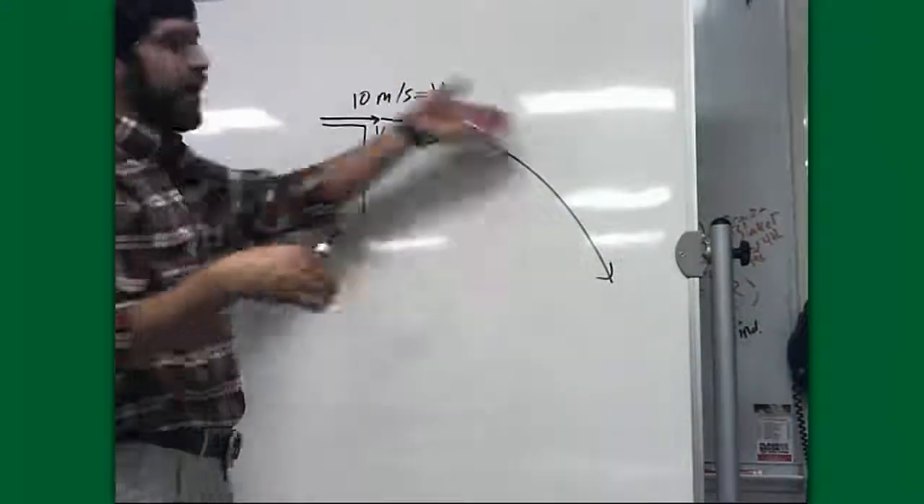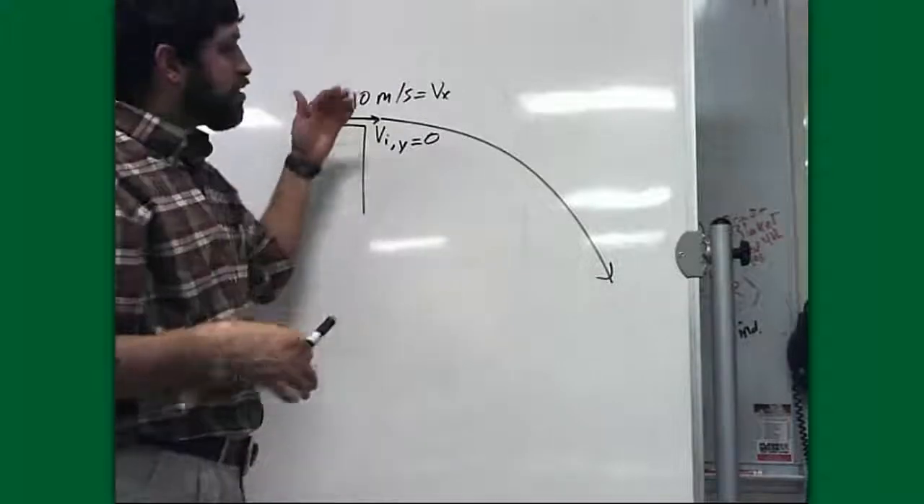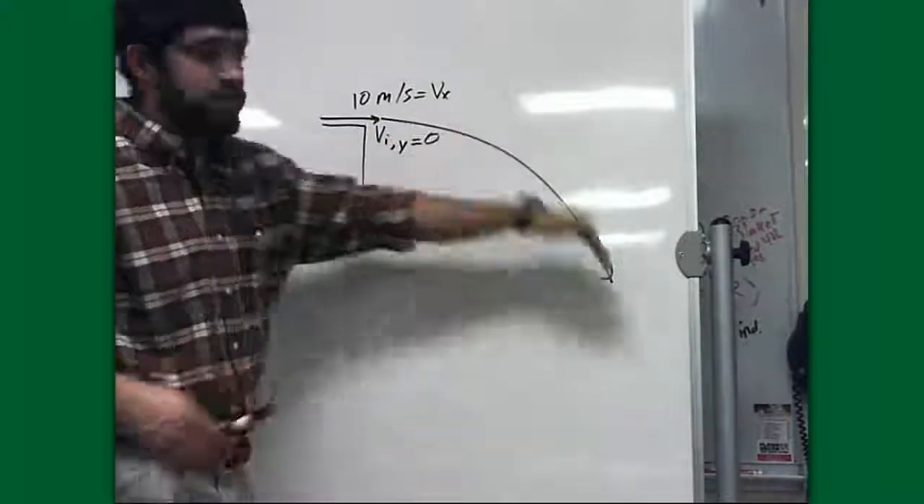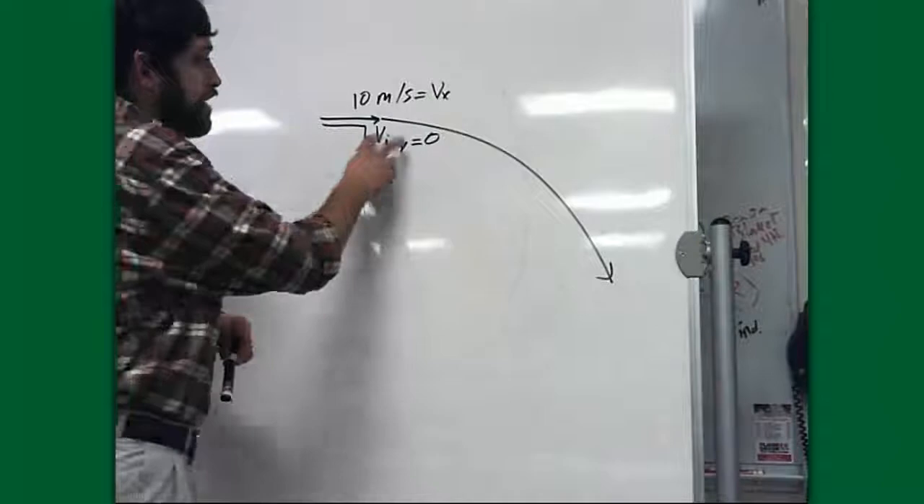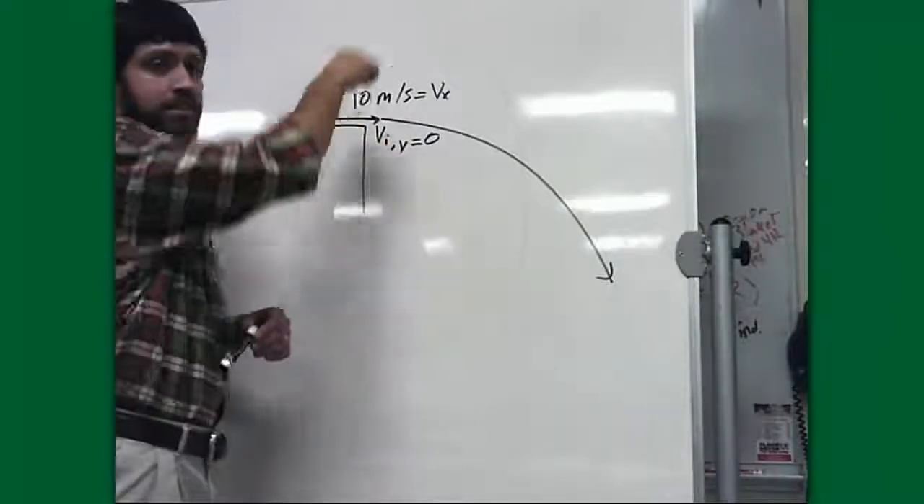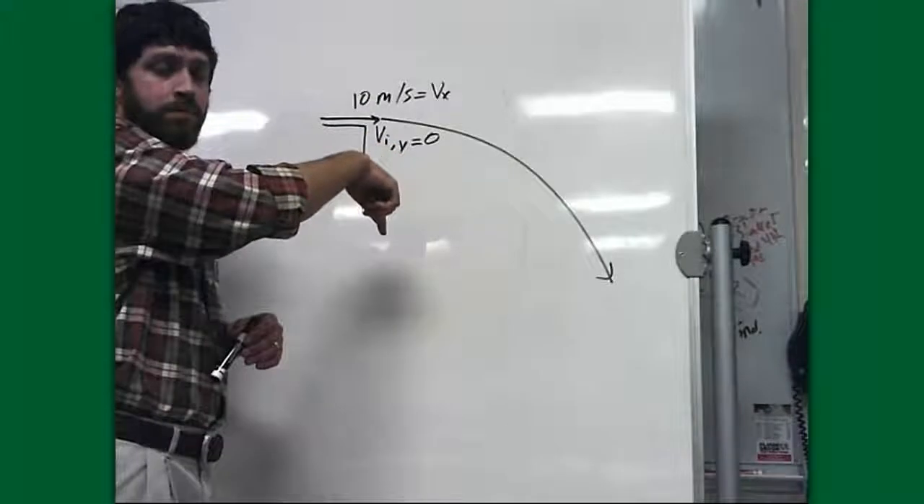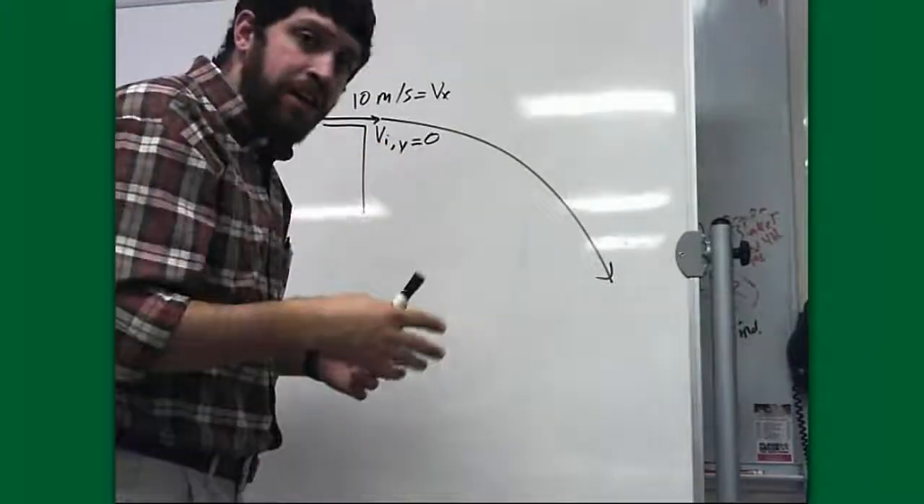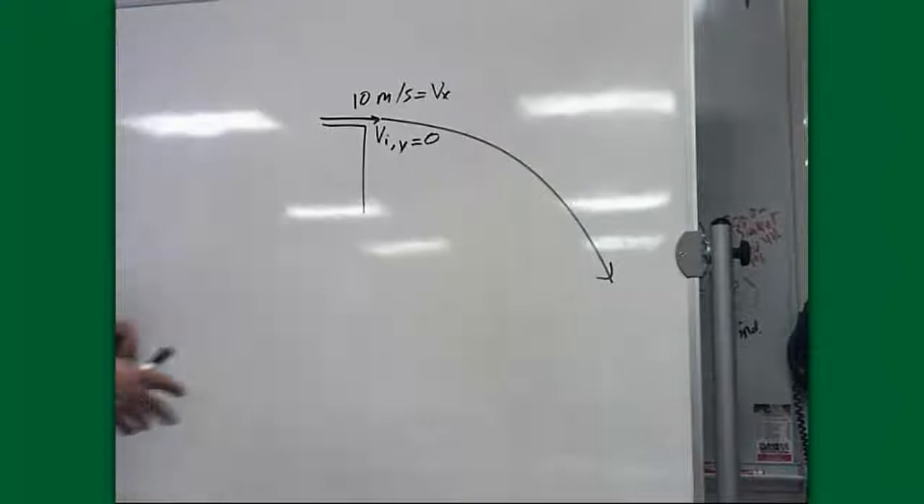Maybe this is Wile E. Coyote that's running off a cliff, and in the real world, he'll take a path that looks like this to the ground. And in this case, the initial velocity in the y direction is always 0. There's none of this velocity that's directed downward. Okay? But now, with this video, I want to start talking about something different.